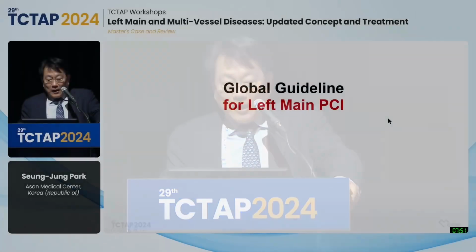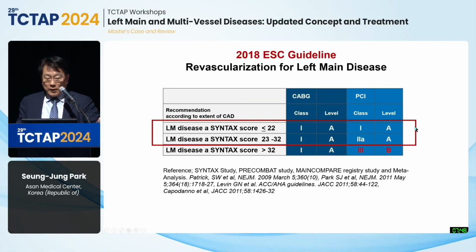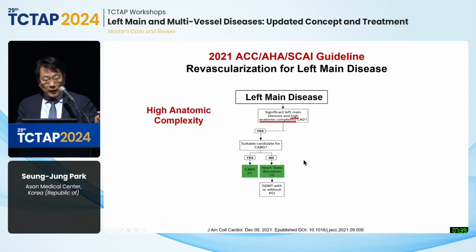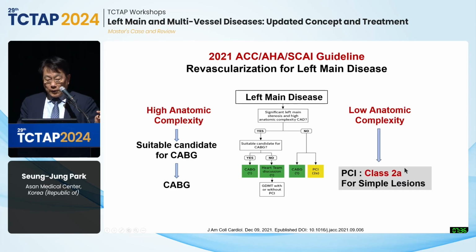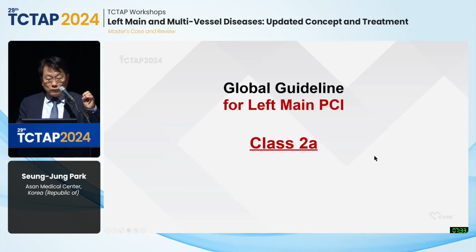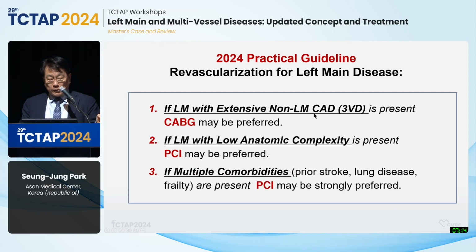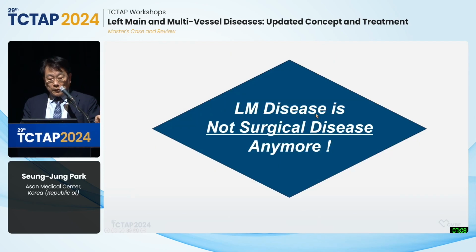Practical issue. Global guideline, we have already reviewed. 2018, it will be older. However, more than 60% of patients would be candidates for PCI. The 2020 ACC/AHA guidelines, I have already reviewed that. Class 2A, maybe some part of the 60% of patients. Extensive three-vessel disease, high SYNTAX score, high anatomic complexity would be related with multi-vessel disease, and sometimes we need bypass surgery. However, in the other cases, lower SYNTAX score and comorbidity, PCI would be good.